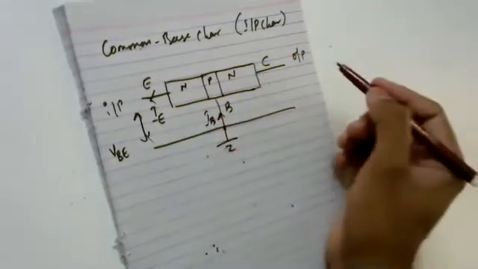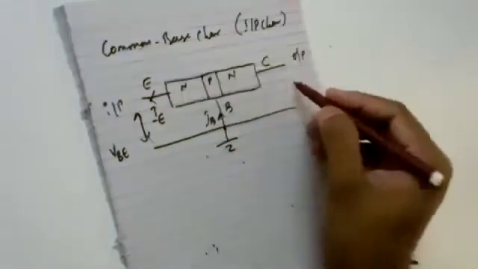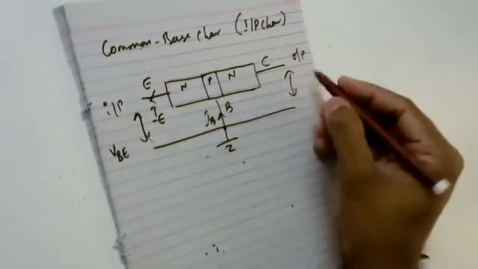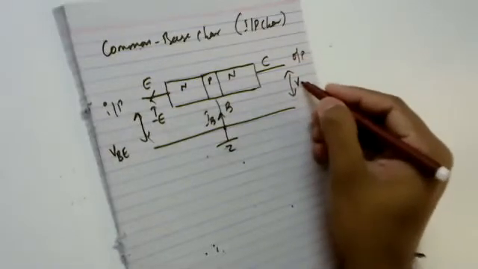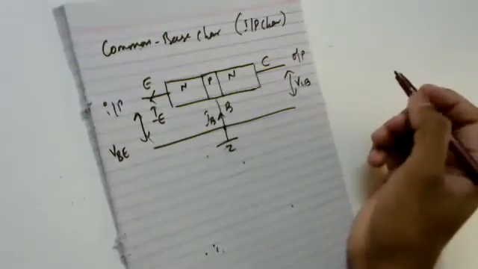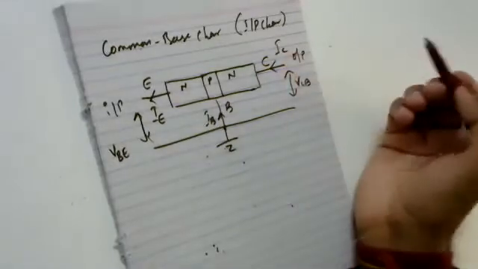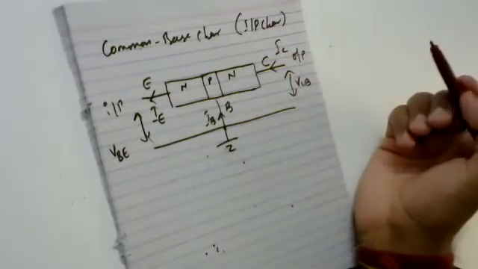Since your base is common, this is the direction of your current IE. Next, on the output side, we have the voltage, which we call VCB, and IC will flow in this particular direction.